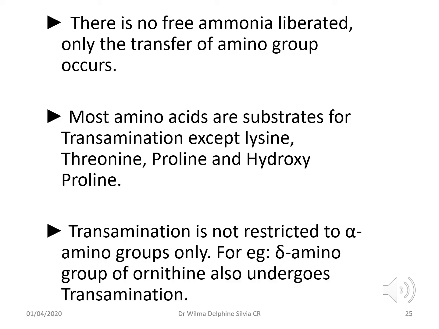Most amino acids are substrates for transamination except for lysine, threonine, and proline, because these amino acids undergo a direct degradative pathway, hence they do not undergo transamination. Transamination is not restricted to the alpha amino group only. For example, the delta amino group of ornithine also undergoes transamination.